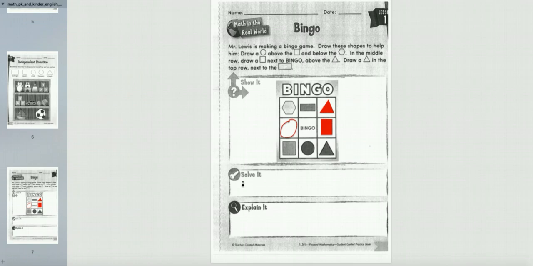How did we solve it? We used clue words such as above, below, middle, next to, above, top, and next to. Explain it. So the clue words describe the location. That's how we figured out where to draw the shapes.